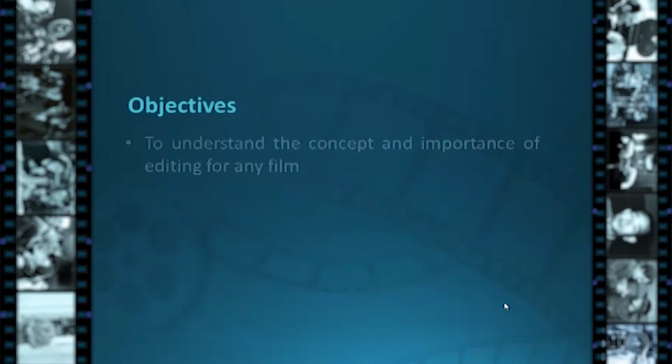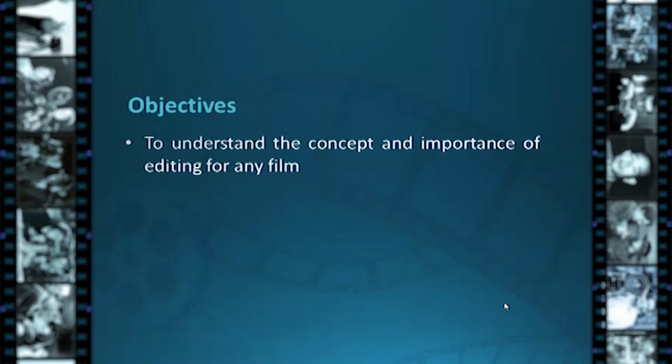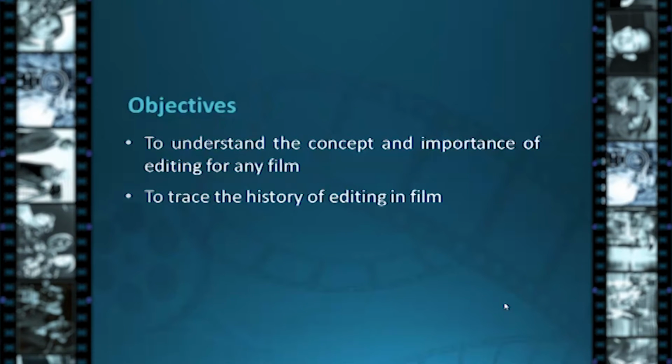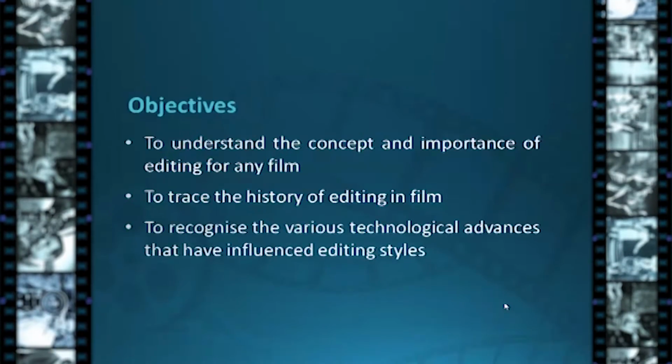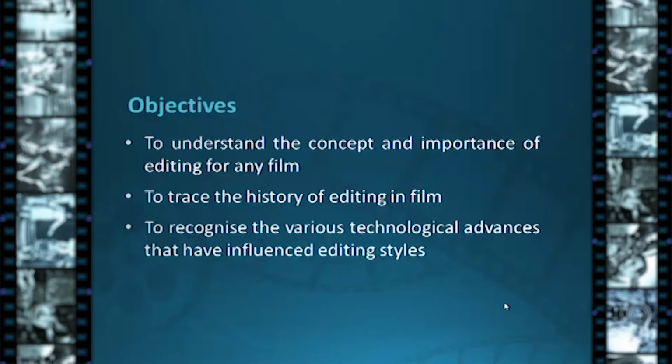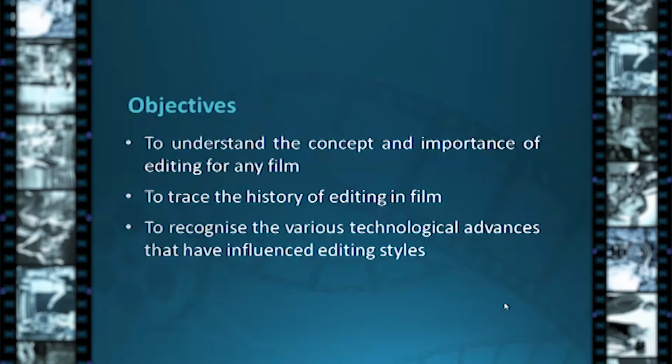Now, after you are done with this lesson, what should you be able to achieve? What are the various objectives of this particular lesson? The first one is that you should be able to understand the concept and the importance of editing for any film. You should be able to trace the history of editing, how it has developed over the course of more than 100 years. And you'll also be able to recognize the various technological advancements that have taken place and have also influenced cinema in their wake. So let's start.